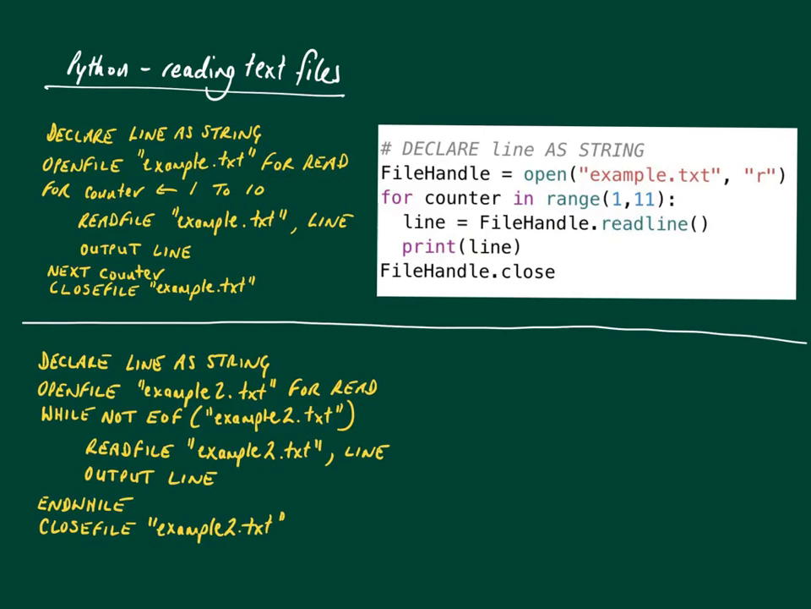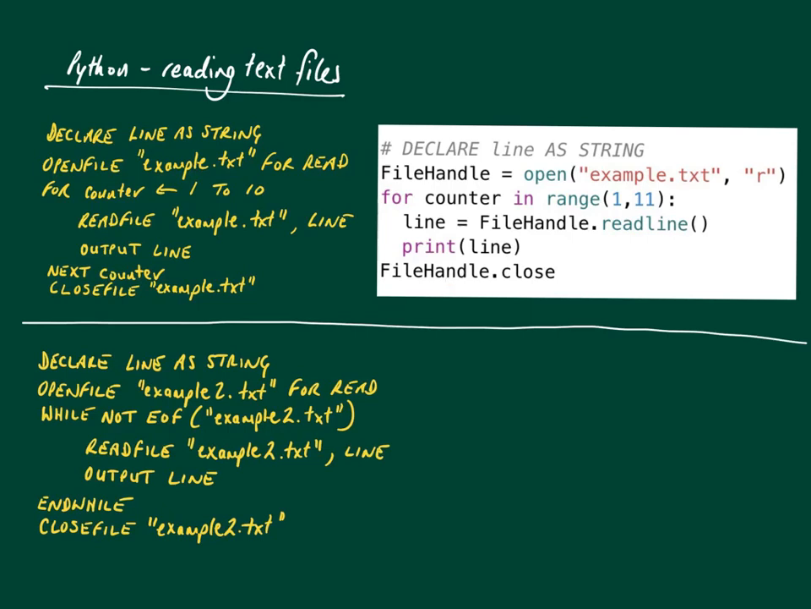And then you set the string variable line to be whatever file handle reads in. Okay, and then you print the line, which is the same as output. And then because you have Python, you don't have a next counter. It's just when you unindent, you go back to the main part of the program. And then the last thing we do, which is an important thing, is we close the file.